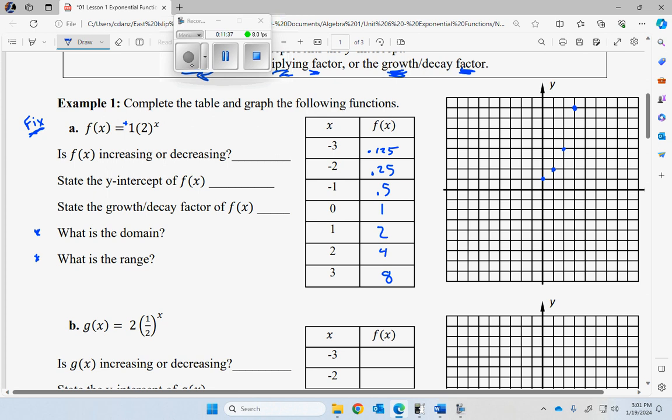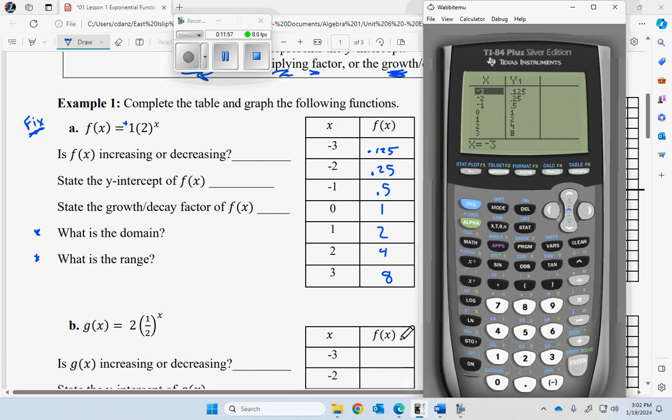Now the other points I'm going to kind of estimate. I could see at -1, it's 0.5, which is a half, so I could kind of get that half in there. The other things, though, it's going to get really hard to graph. Do you notice it doesn't go down to 0? Right here, I even want to show you our graphing calculator again. If I keep on scrolling, do you see it keeps on getting to be a smaller and smaller decimal number, but it's not a 0?